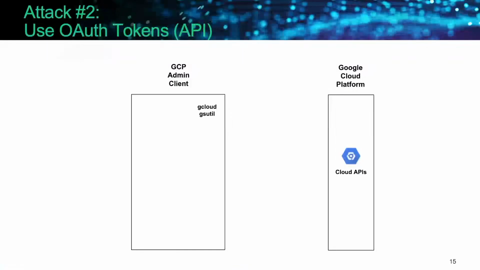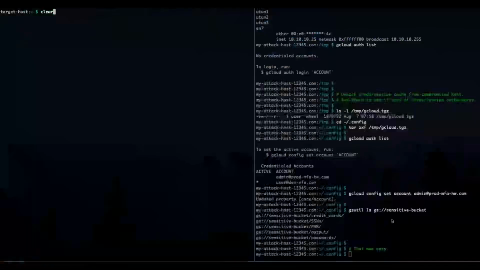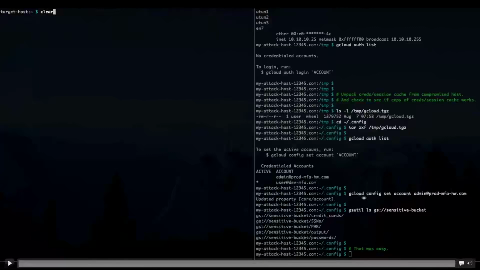Now, a variation of that attack is to actually peel back the layers of the credential cache and extract OAuth tokens. And so we'll use some SQLite commands. We'll then perform the OAuth flow and request a new access token, which will be good for an hour. Then we'll make API calls. So let's see what that flow looks like. So I'm going to move back to the victim's machine.